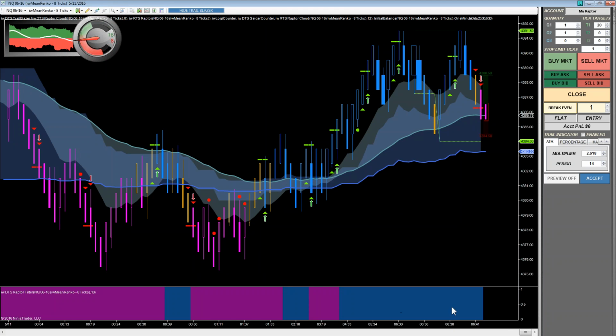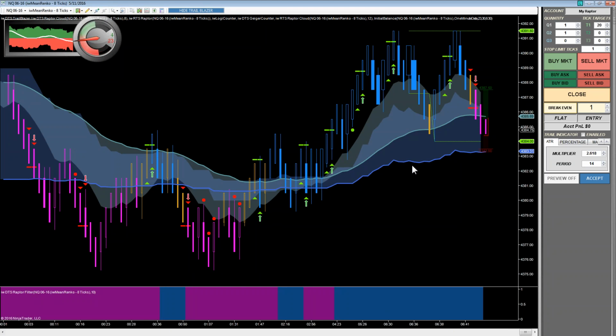The whole Eagle Trend Trader is actually programmed down into this filter here in the bottom. You can see it borrows from the Eagle Trend Trader in that it has these clouds, although here on the Raptor we have a dual cloud.